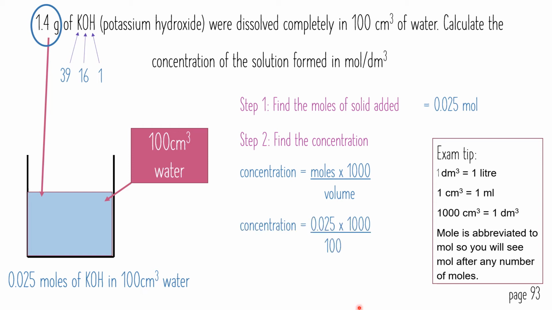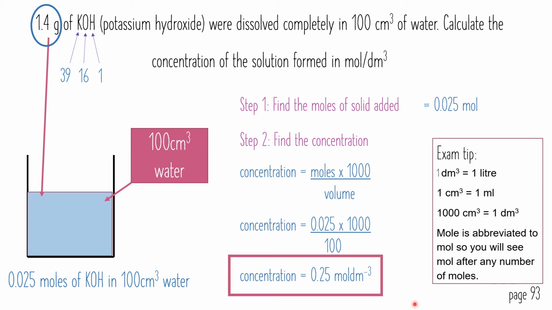So concentration equals 0.025 times 1000 divided by 100. Do this calculation in your calculator, don't do it in your head. And I get 0.25 moles per decimeter cubed. Okay, so that's your answer. Concentration equals 0.25 moles per decimeter cubed.